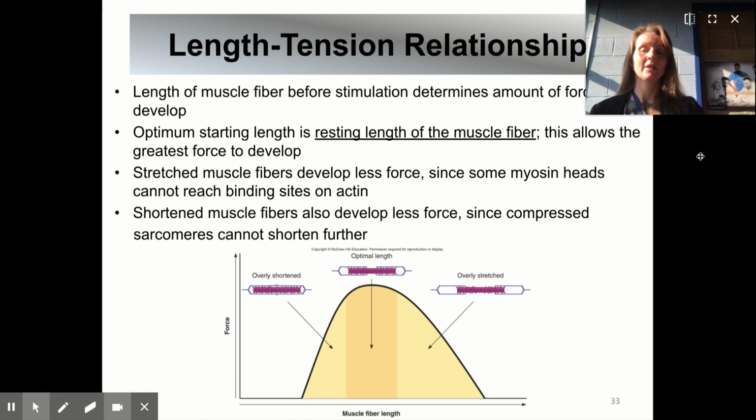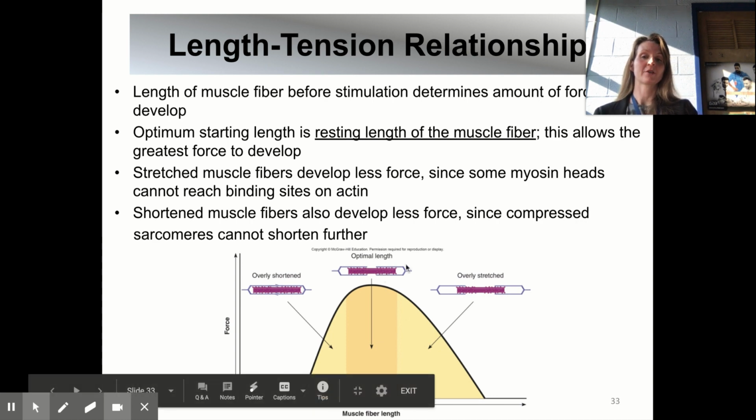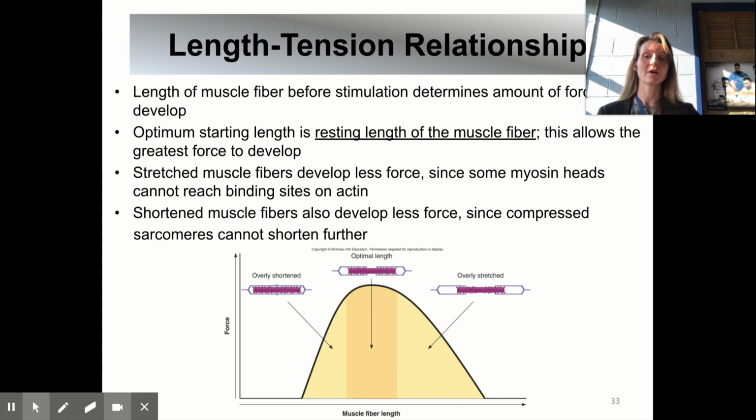All right, so the length-tension relationship. The length of the muscle fiber before it's actually stimulated determines how much it can be stimulated. Normally, this graph shows the optimal length. This is how close in the actin are to the M zone. How much space do you have for the actin to contract and pull in towards the center for the full contraction?